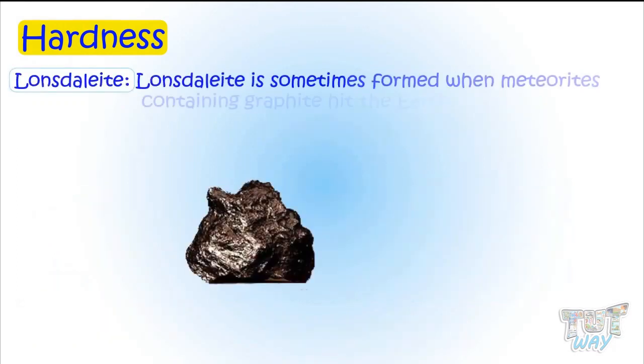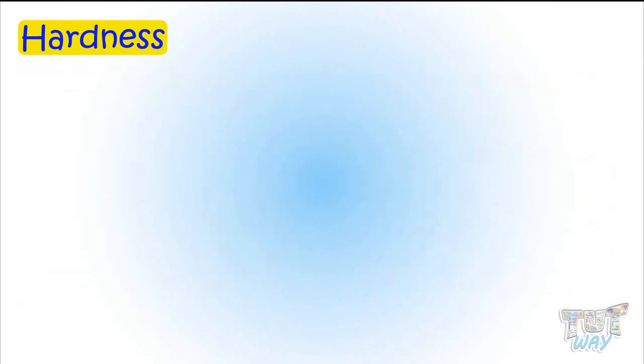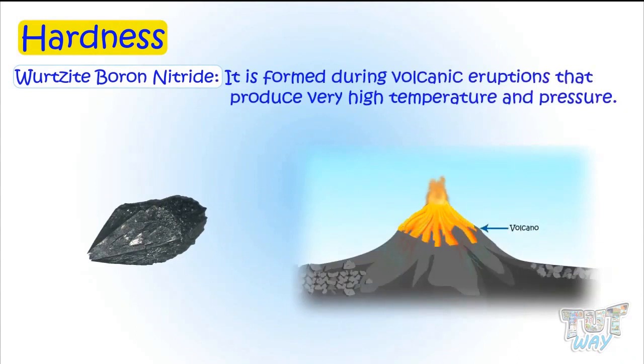Lonsdaleite is sometimes formed when meteorites containing graphite hit the Earth, while wurtzite boron nitride is formed during volcanic eruptions that produce very high temperatures and pressures.